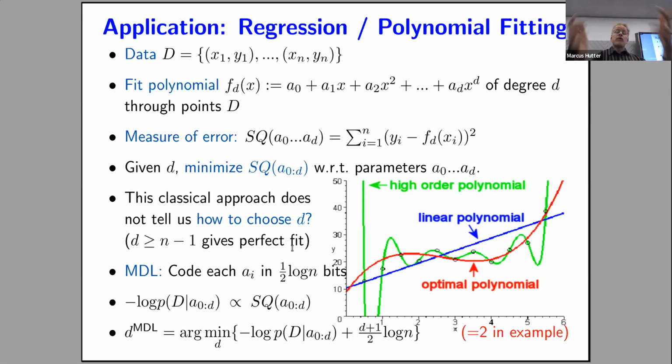And you can show more formally that indeed it's sufficient to code each real valued parameter with 1/2 log n bits. So if you have, say, a model class like polynomial fitting, you punish each parameter by 1/2 log n. So that's called crude MDL. And then you can have correction terms, which depend on the square root of the determinant of the Fisher information matrix, and so on.